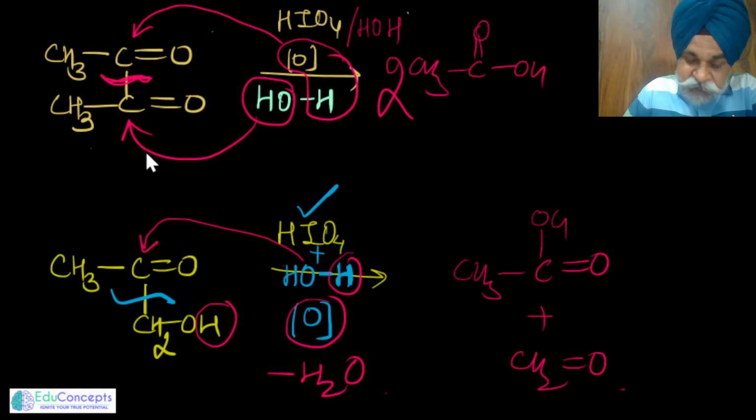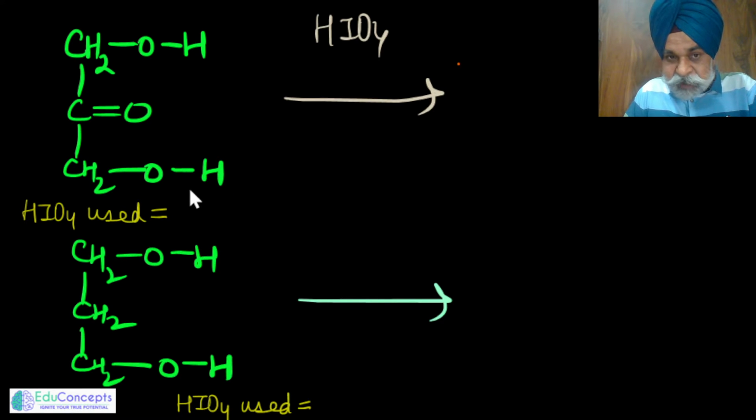So whichever way you go, wherever you are going to do the glycol splitting, the number of C-C bonds you are going to break, that many HIO4 molecules would be used in the process. This you always have to remember. Now another one, which is again a very important one.